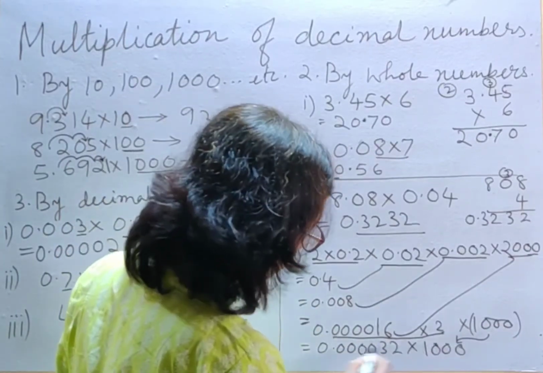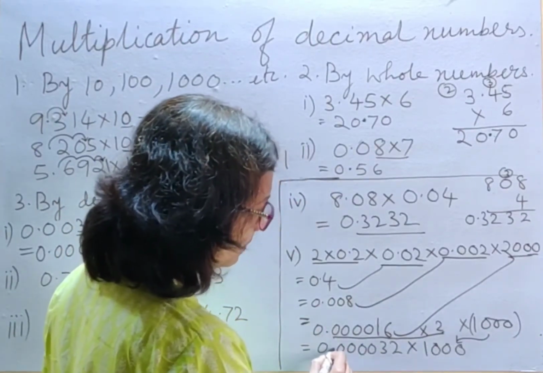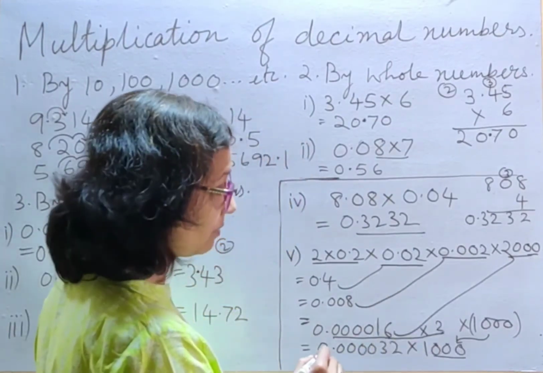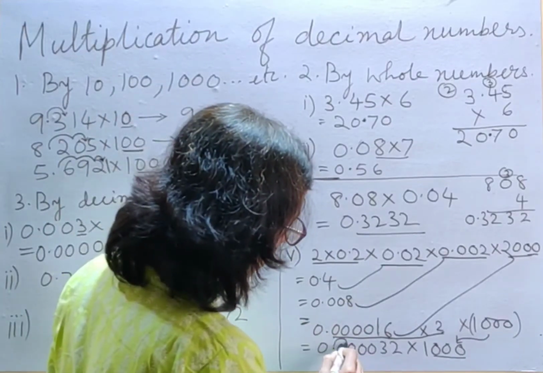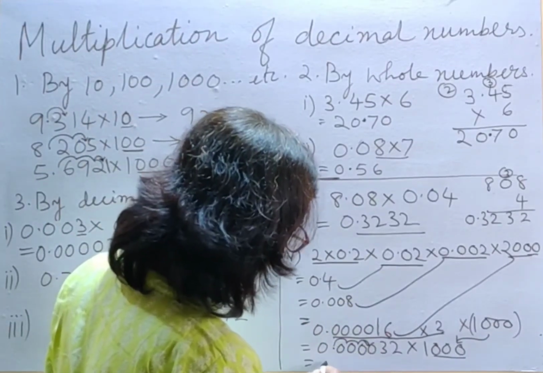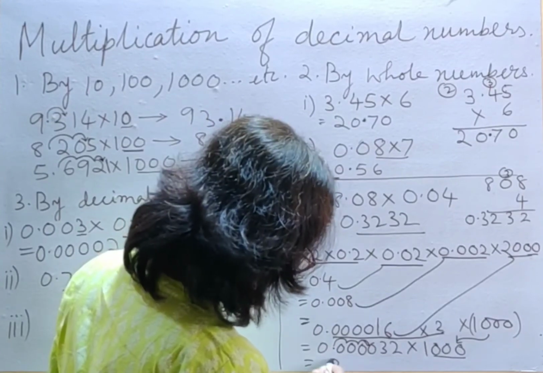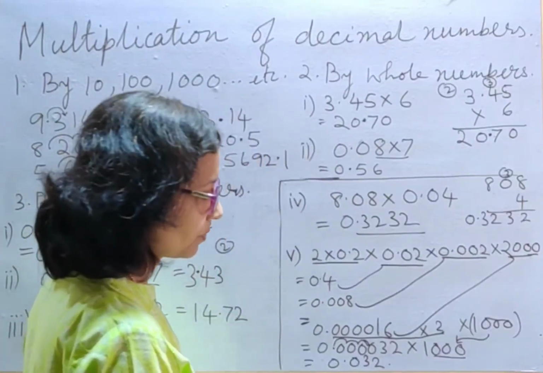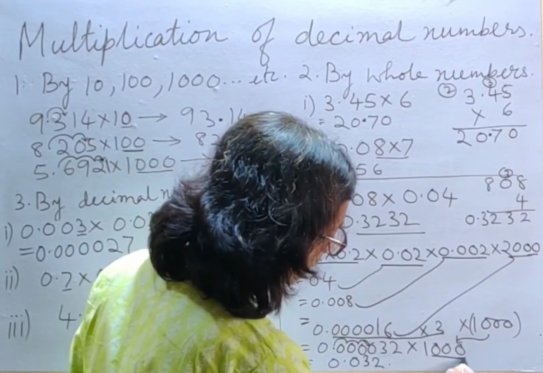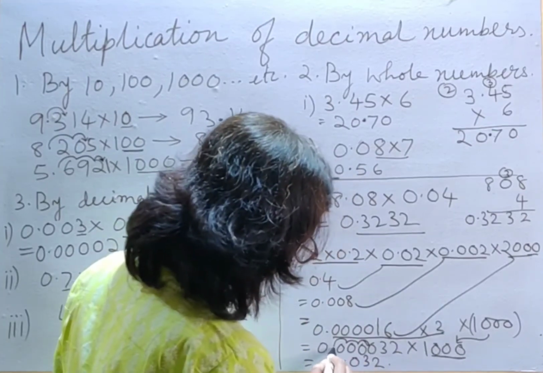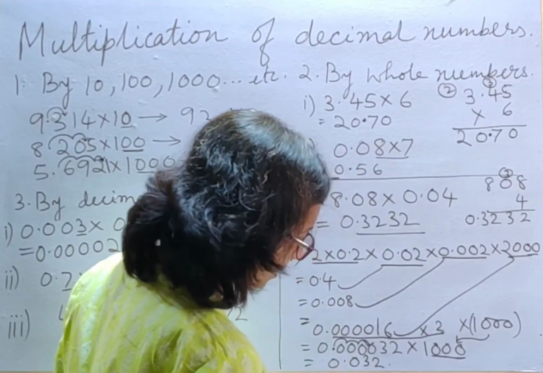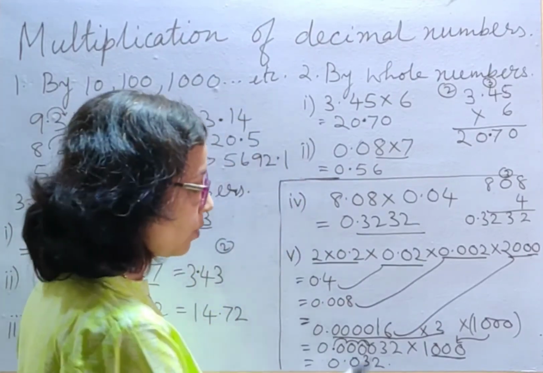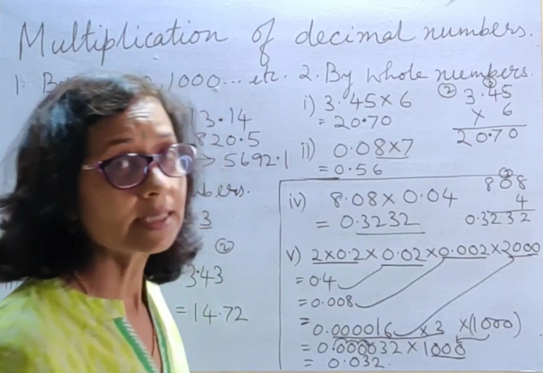Now when you multiply by 1000, so what happens? The decimal place will move 3 places to the right. It will shift 3 places to the right. So 1, 2, 3. So what is our answer now? It is 0.032. This is our final answer, because after multiplying by 1000, the decimal point shifted 3 places to the right. So our answer is 0.032. I hope you have understood very clearly and you found it very simple.